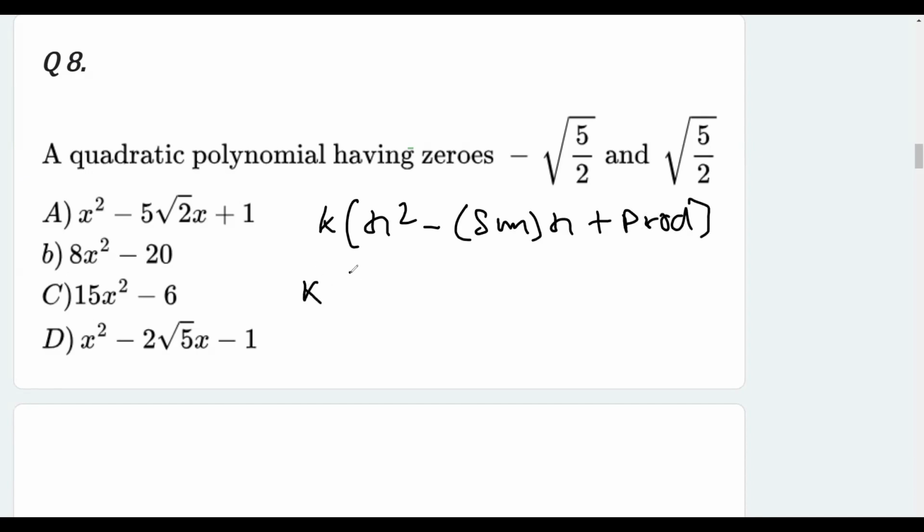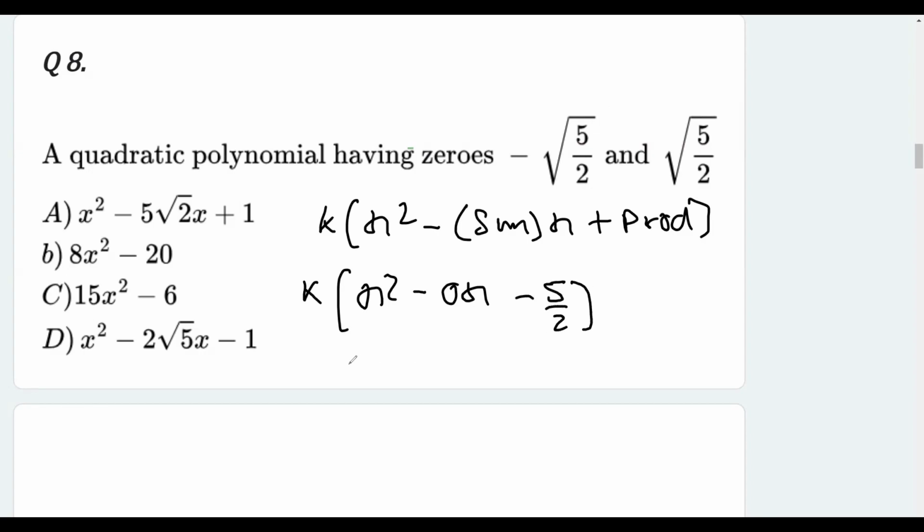This is k only. This is x square minus the sum of these two. As you can see, the same number with opposite sign should be 0. And the product of these two, root x into root x is x. So the minus sign is there, so it is minus 5 over 2.